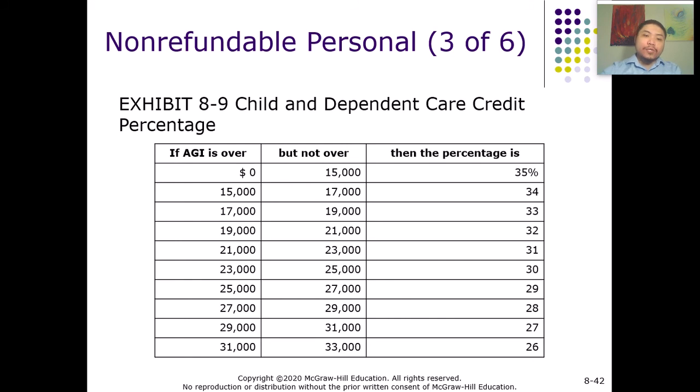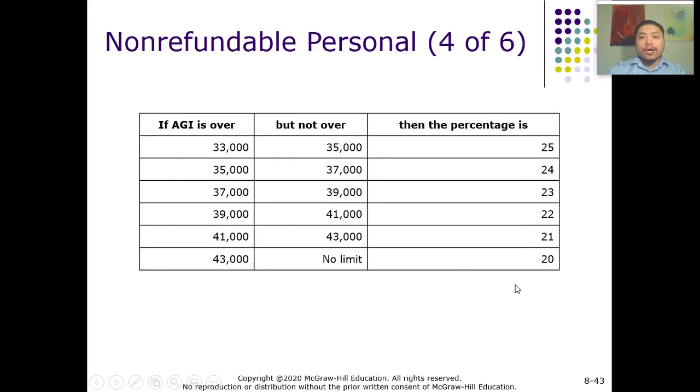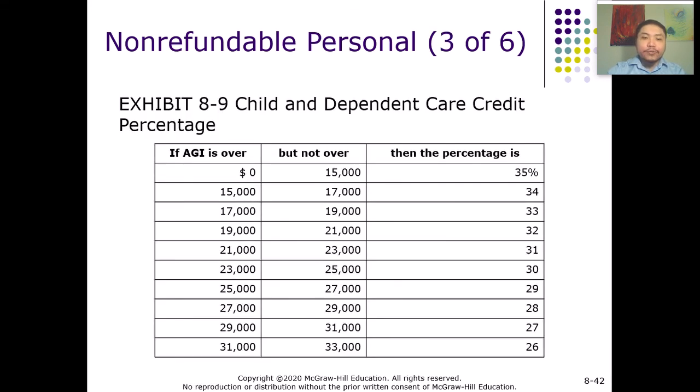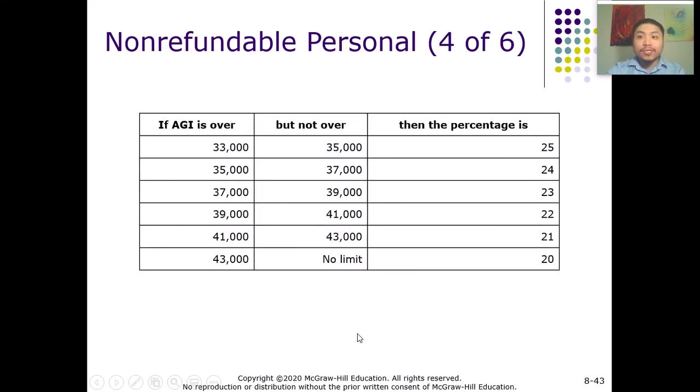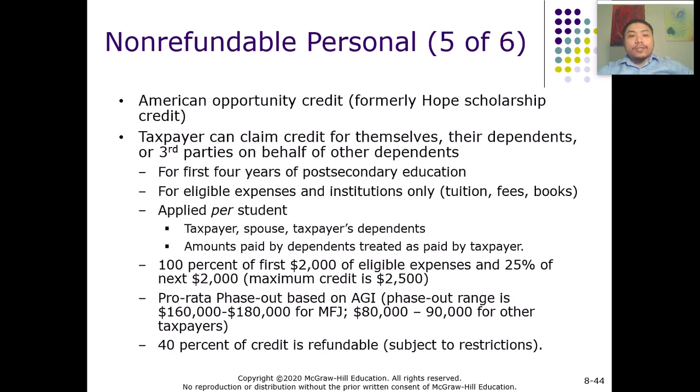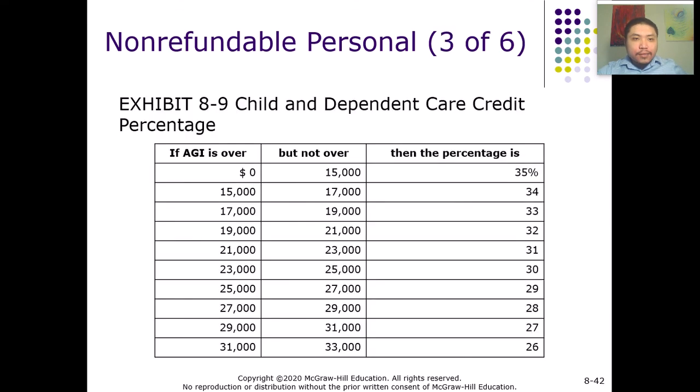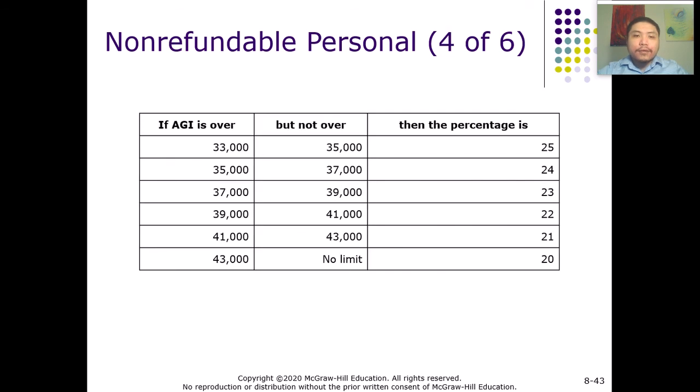And so depending on the level of AGI of the taxpayers, we have different percentage amounts that we can use, right? And as you can see, the higher the AGI, the higher the income of the taxpayers, the lower the percentage rate. So that makes sense, right? Because if your income is high, then maybe you don't need that much support anyway, right? So all right, that is the child and dependent care tax credit, right?